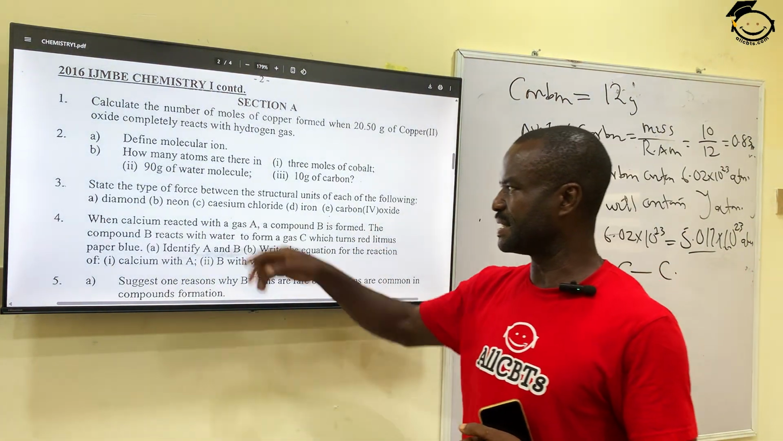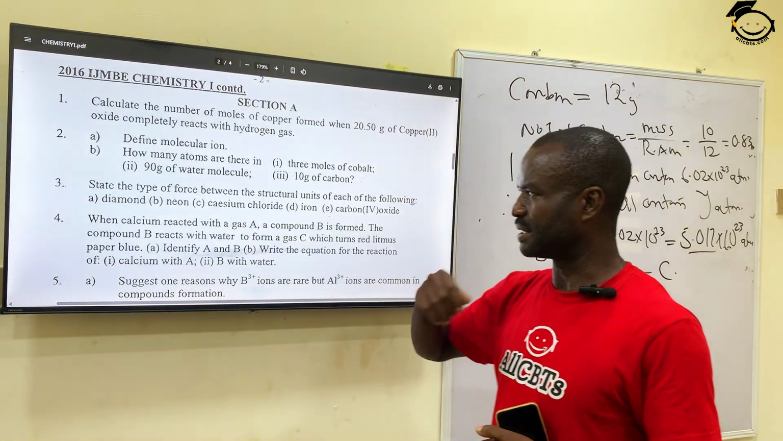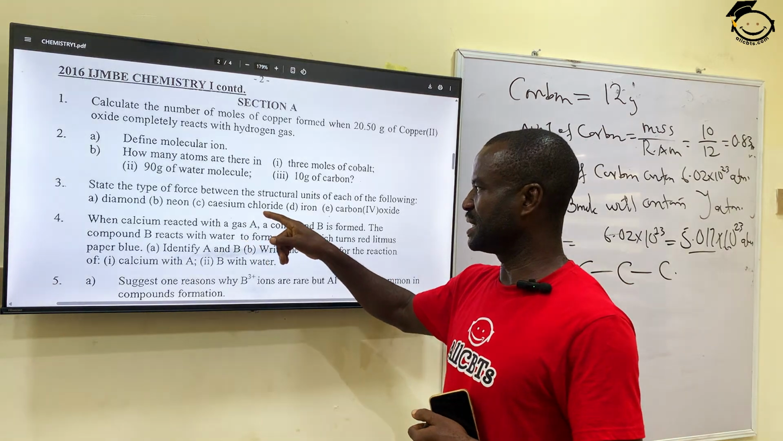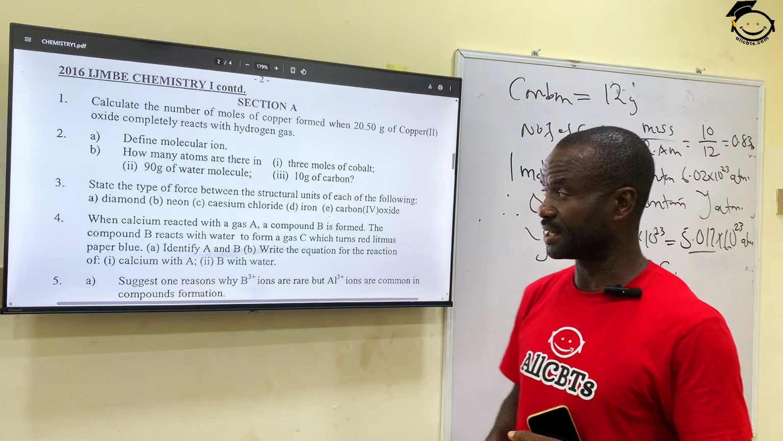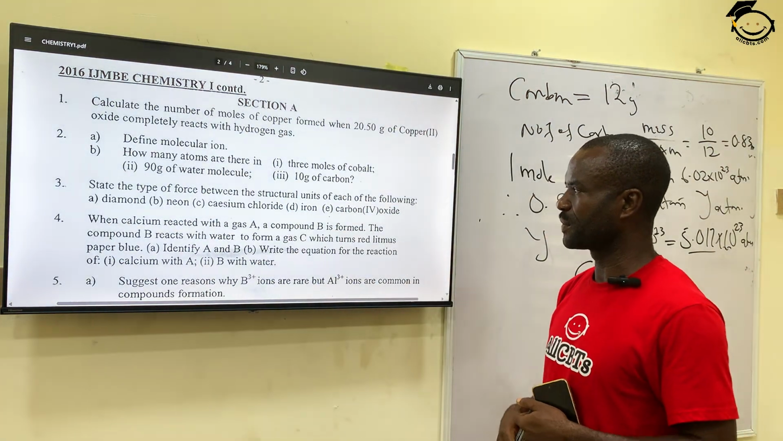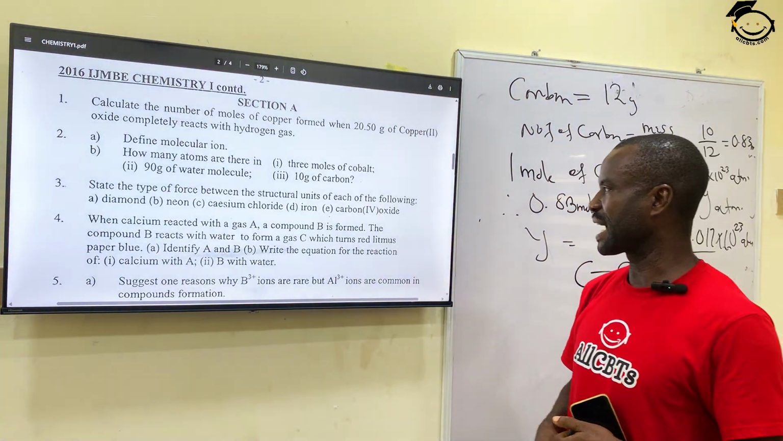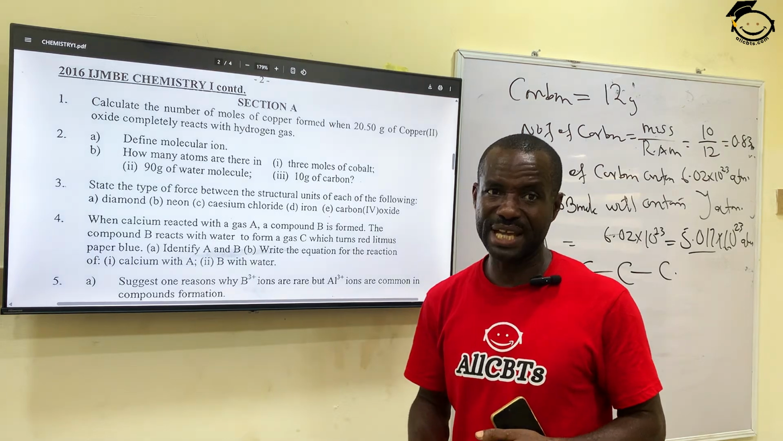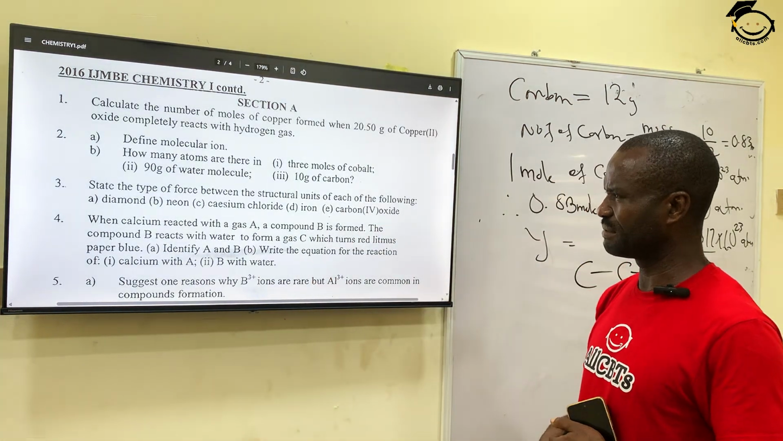Then C, calcium chloride. Don't forget, calcium is a metal. So the type of bond between calcium and chloride is ionic or electrovalent bond. Then iron, D. Iron, of course, is metallic bond. Then E, carbon IV oxide. Carbon IV oxide is covalent bond. These are the types of bond in the following elements.